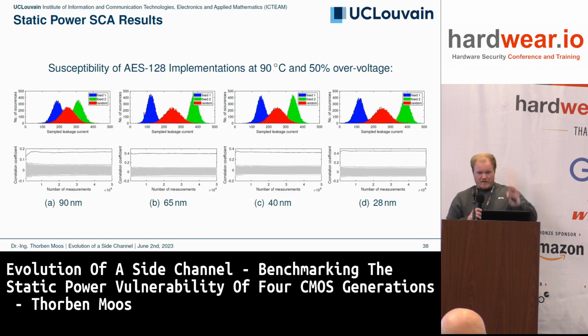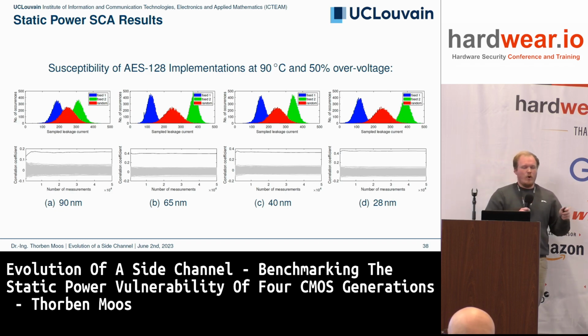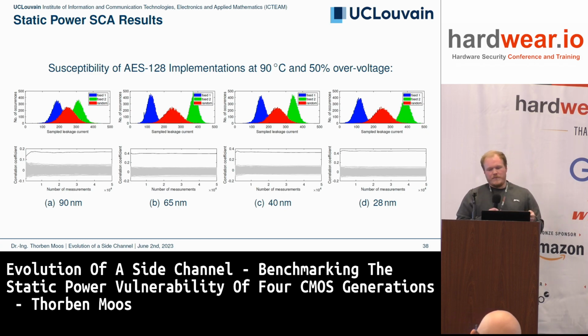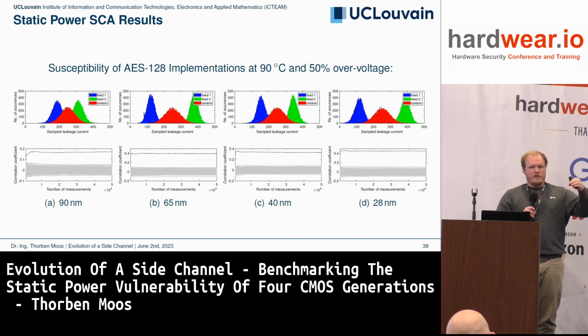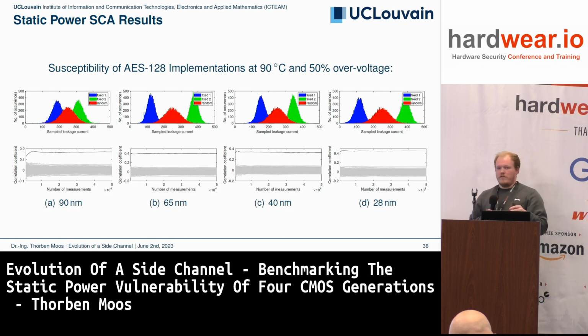Then we did the same thing for increased temperature, so 90 degrees Celsius and 50% overvoltage. And then we get like very successful attacks in all cases, and like the relations become a bit mixed. But this comparison, I would say, is not perfectly fair, because if I increase like 1.2 volts by 50%, that's like 0.6 on top. If I increase like 0.9 volts by 50%, that's like 0.45 on top. I mean, the gap is not constant, but the gap is relative to the supply voltage that the chip uses.